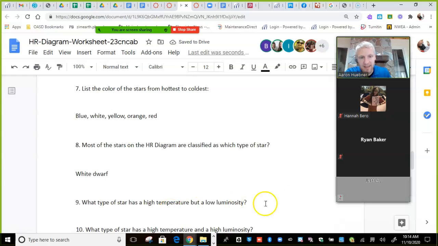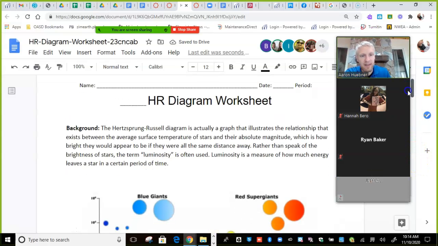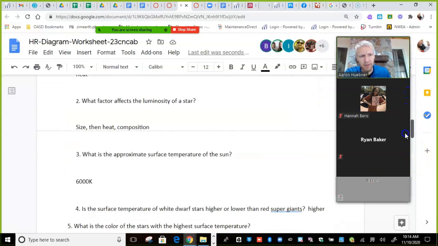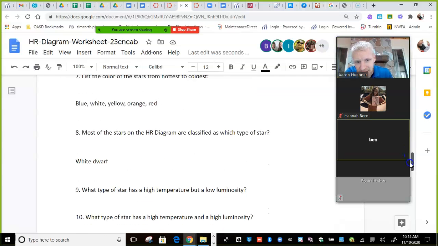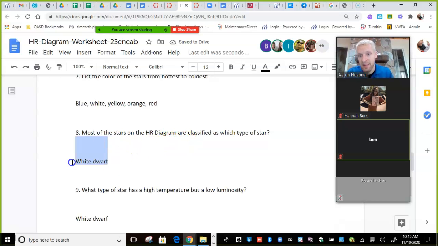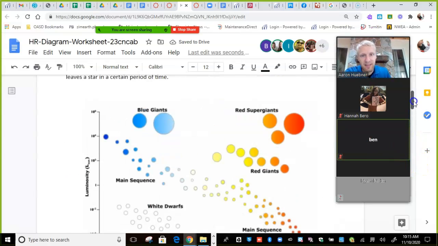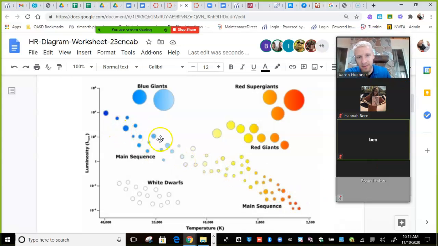All right, what type of star has a high temperature but low luminosity? Wait, let me answer that one. You just did that one. You put in the white dwarfs for number 8. I was in deja vu there. All right, white dwarf. Okay, so I skipped number 8. Most stars in the HR diagram are classified as, the central ones, main sequence. Most of them are main sequence. Sorry about that. All of these are main sequence.